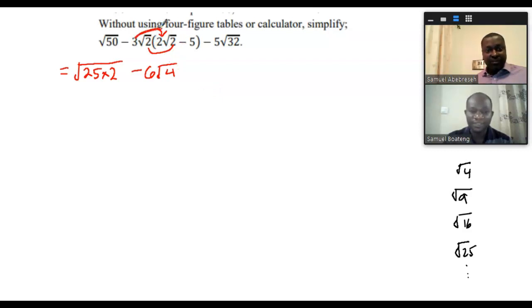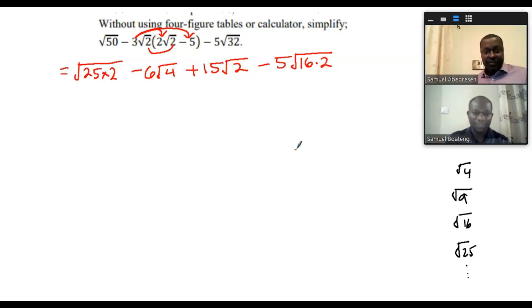Then let's come to 3 root 2 times minus 5. Here there is no surd attached to the 5. So we multiply 3 by 5 and then maintain the root 2. So minus 3 root 2 times minus 5 will give you plus 15 root 2. Okay. Minus 5 times root 32, we can write it as 16 times 2. Okay. Let's go to the next step.